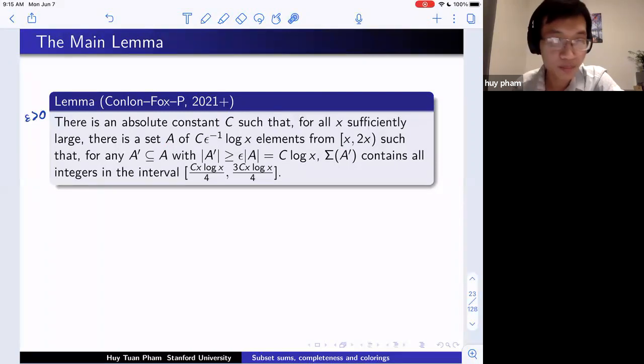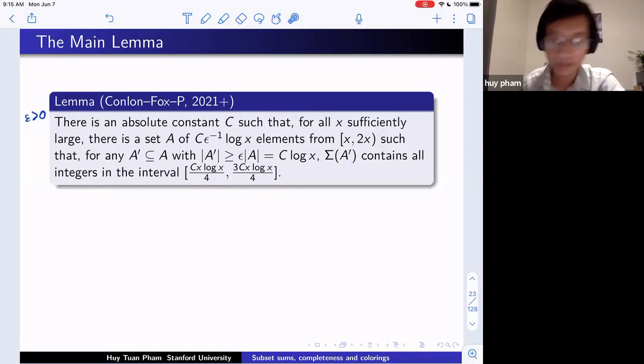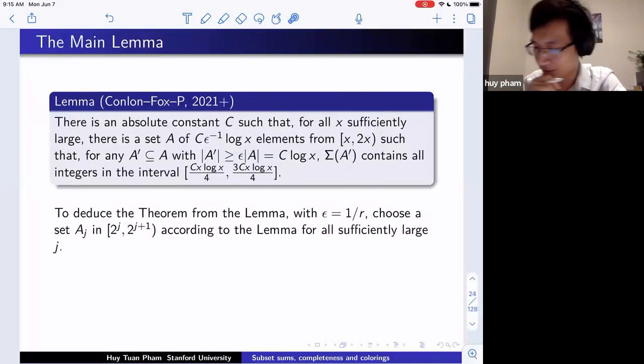And the set A should have the property that if we take any subset A prime of A that has size at least an epsilon fraction of A, then the subset sums of A prime will contain a particular long interval. This interval has length on the order of x log x. And from this lemma to the theorem is quite simple.